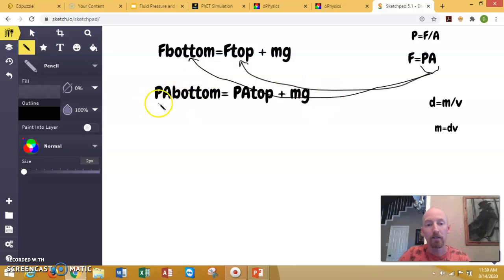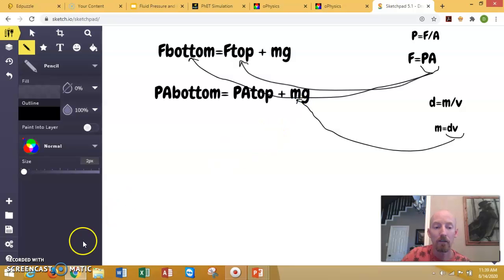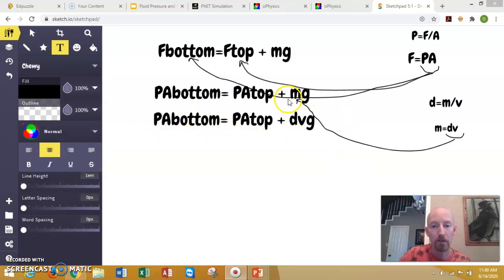So we get something like this, right? And we can keep fiddling with this thing. So now instead of force, I have P times A equals P times A plus mg. Density is mass per unit volume. If I solve for mass, it's density times volume. So I can take density times volume and stick it right here for mass. Okay. So here's what I get. So at mg, I got density, volume, gravity. This should be rho, but I don't have an option on here, so I'm just calling it d. So rho Vg.